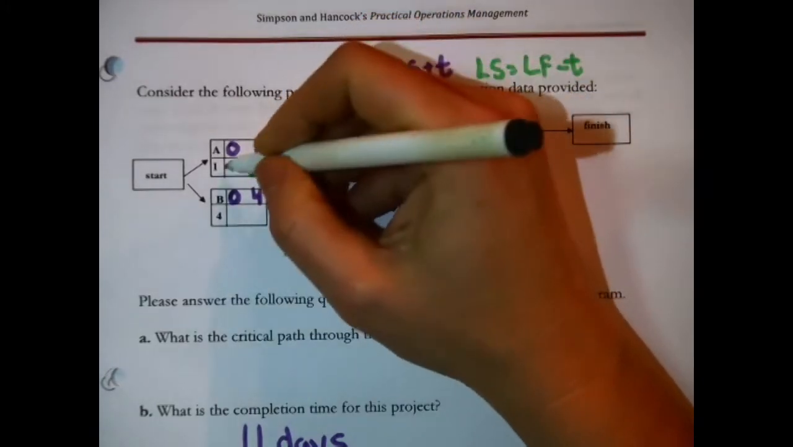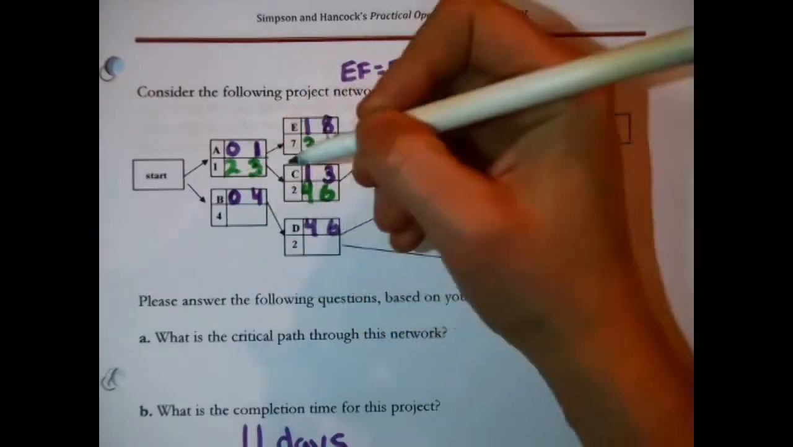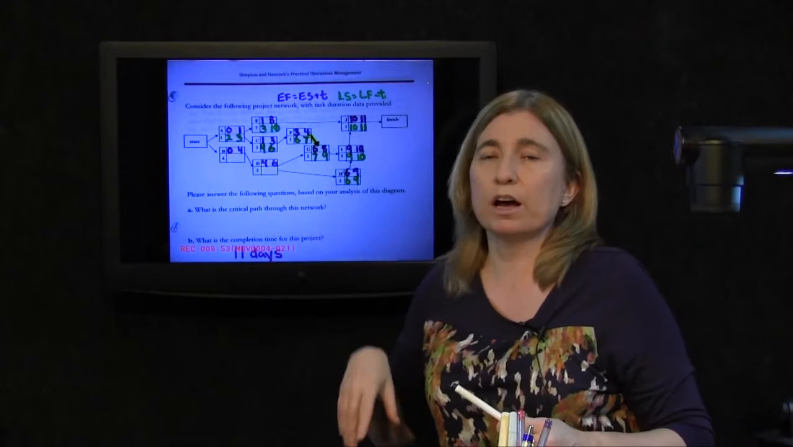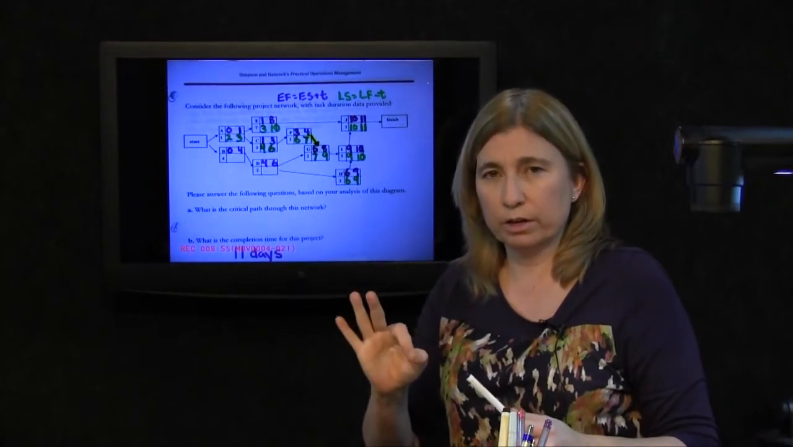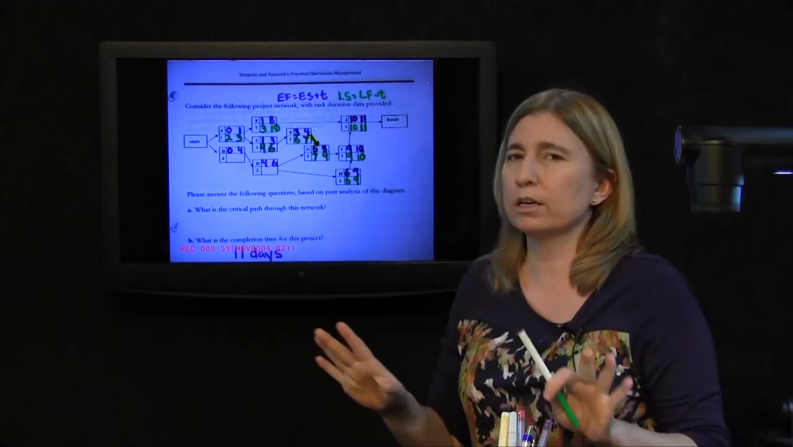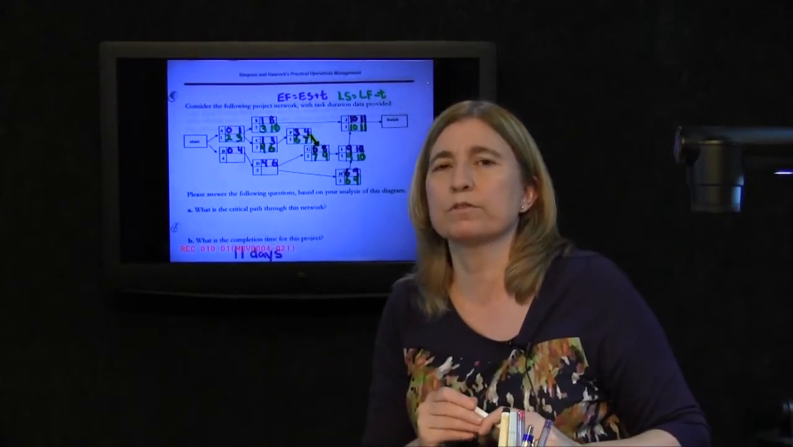3 minus 1 means the late start time for A is 2. So for A, at the earliest, we have the option of starting on it right now, time 0, or we could wait as late as 2 days from now and theoretically not mess up the on-time completion of this project.